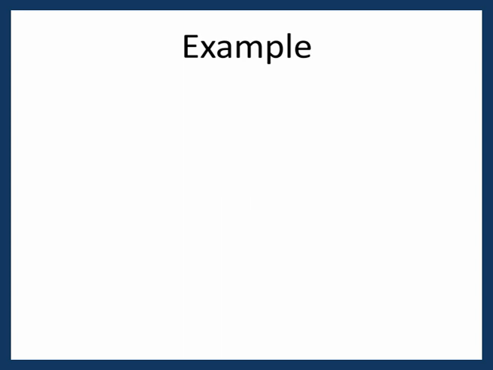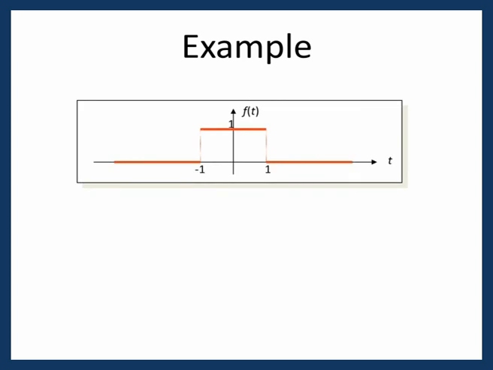The example here is a signal which exists only between -1 and +1. In all other places it is 0. That means the integration of f(t), which is done from -∞ to +∞, will now be replaced by -1 to +1. So, what is the value of f(t) here? f(t) is 1, that is, it has an amplitude of 1 from -1 to +1.